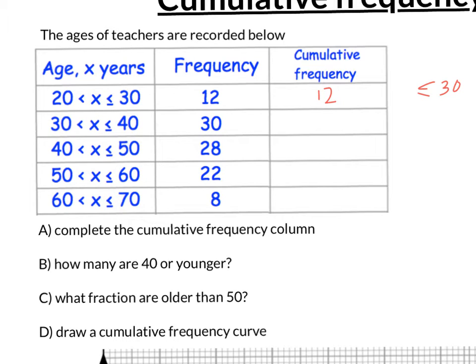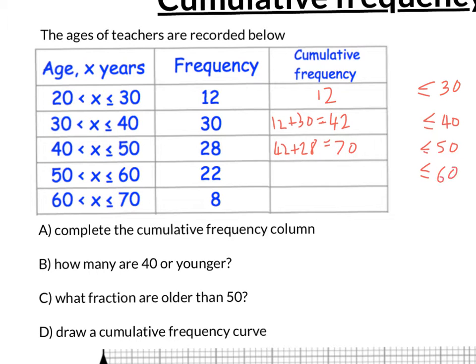The next group then has got an upper limit of 40. So the cumulative frequency is how many are 40 or less years old. So there are 12 in the first group plus 30 in the second group. So 12 plus 30 equals 42. The next group would be how many are less than 50 years old. Well, there are 42 in the first group plus another 28. 42 plus 28 means there are 70 teachers who are aged 50 or less.